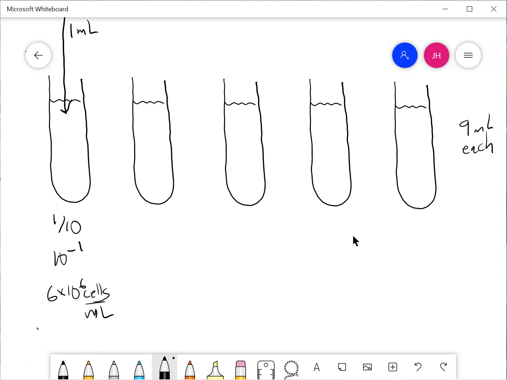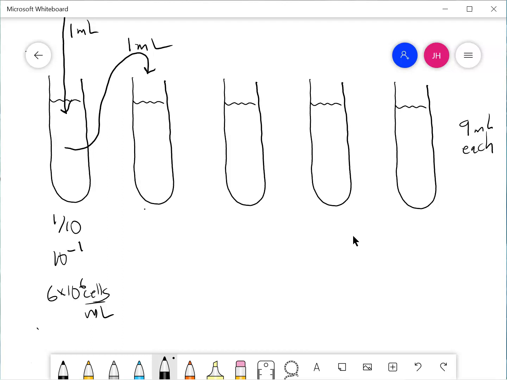The next step is to take 1 milliliter of this and put it into the next tube. And the same thing is going to happen. 1 milliliter of this plus 9 milliliters of sterile broth equals 10 milliliters. So we've taken however many cells are in 1 milliliter of this and diluted them into 10 milliliters. And so again, that's a 10-fold dilution.